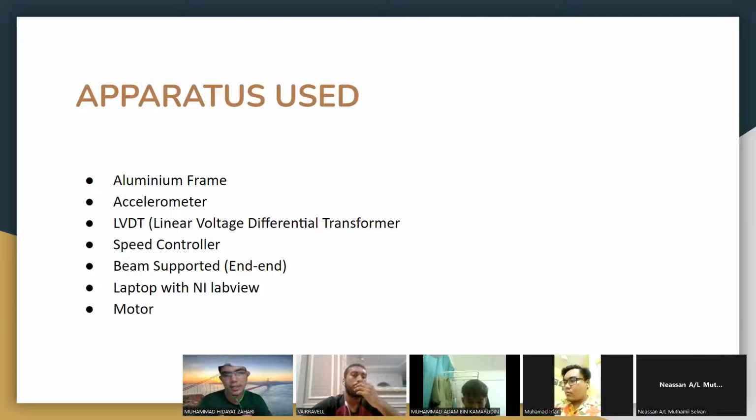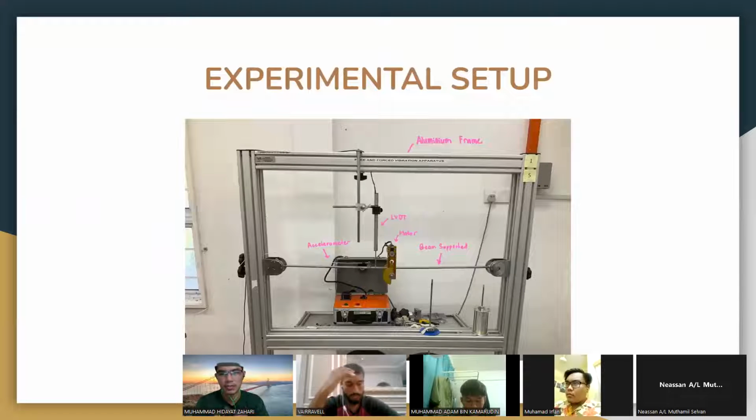For the apparatus used in the experiment, we have an aluminum frame, accelerometer, LVDT, which is the linear variable differential transformer, speed controller, beam supported end-to-end, a laptop with the NI LabVIEW software, and last but not least, the motor. As you can see in the experimental setup, the aluminum frame holds the beam at the ends, and the LVDT is used to test the motor speed, and the accelerometer will detect it and is connected to the laptop with the software to run the simulation.